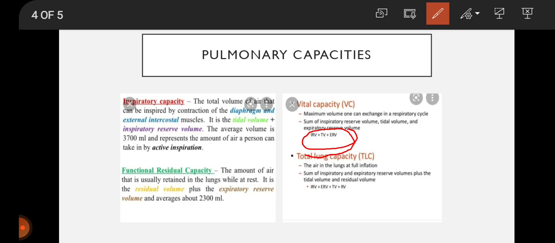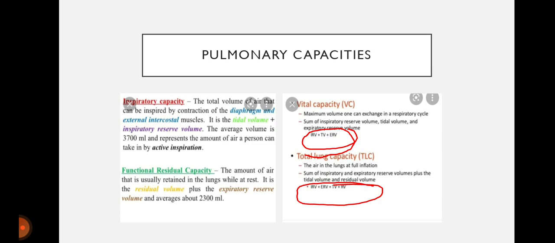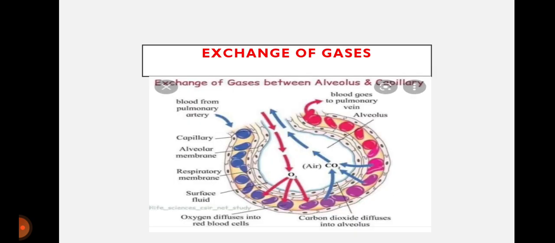Next is total lung capacity. Total lung capacity refers to the volume of air accommodated in the lungs at the end of a forceful inspiration. It is the sum total of tidal volume, inspiratory reserve volume, expiratory reserve volume and residual volume. So TLC is equal to TV plus IRV plus ERV plus RV, or we can say TLC is equal to VC plus RV.